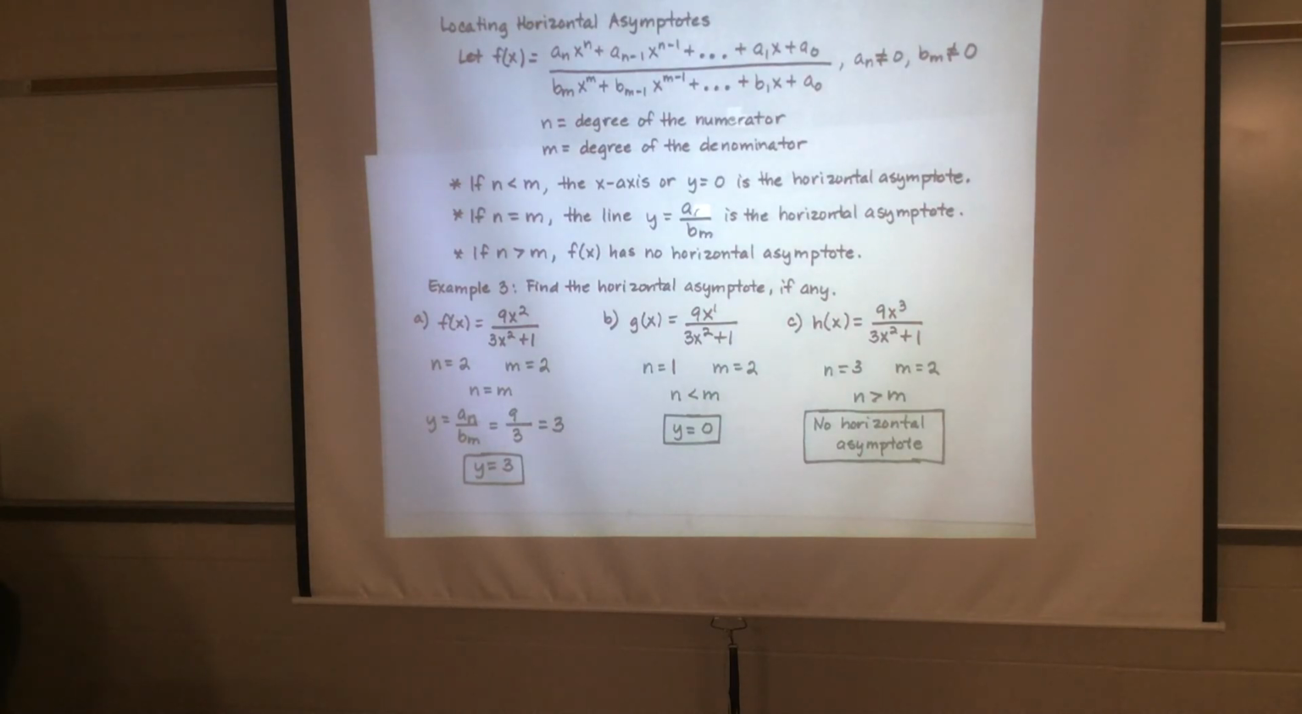Okay, so that's how we locate a horizontal asymptote. It's a little bit more complicated than finding the vertical asymptotes.